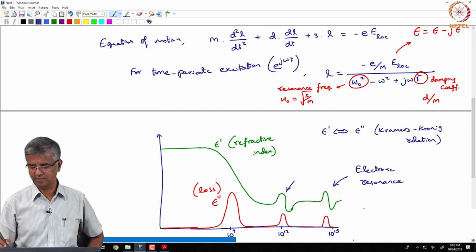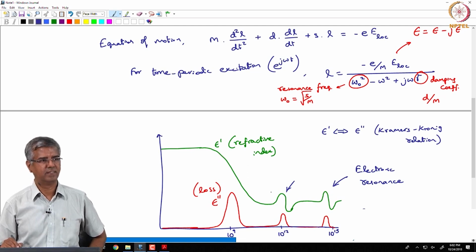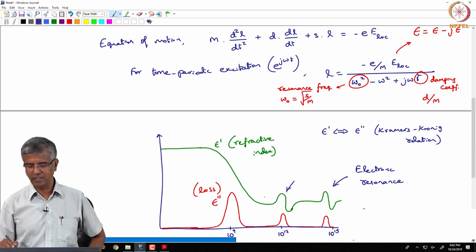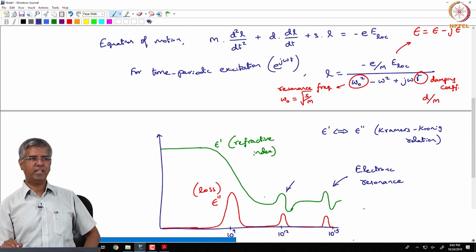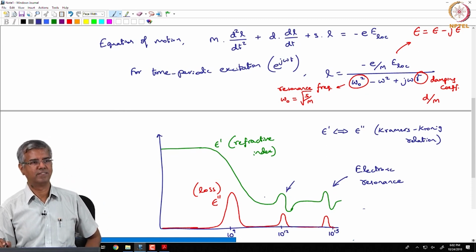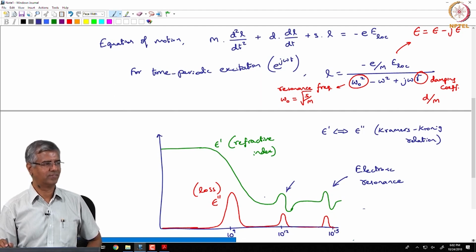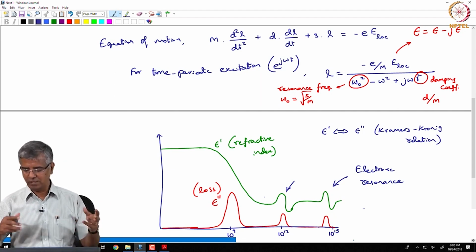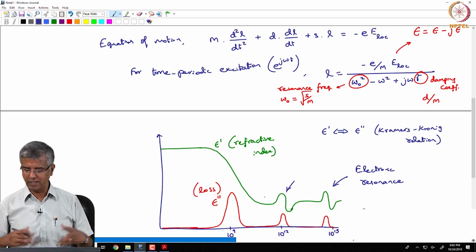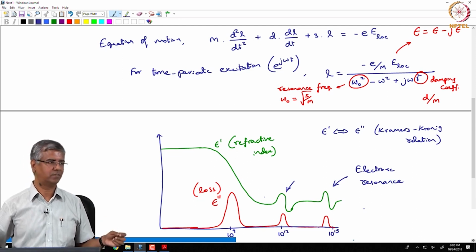Any guesses? What could this be? Mind you, this is happening at a lower resonance frequency compared to the electronic resonance. That is the clue. Yeah, this is the characteristic for a particular material. Any material that you take is likely to have these two resonances.